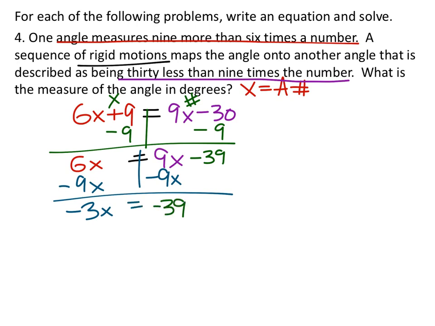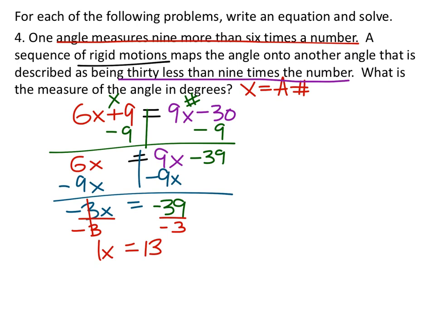Well, I don't want negative 3x, I only want 1x, so I'm going to divide both sides by negative 3. What does that do? Well, it makes this a 1x. Negative 3 divided by negative 3 is 1. And negative 39 divided by negative 3 is positive 13 now.